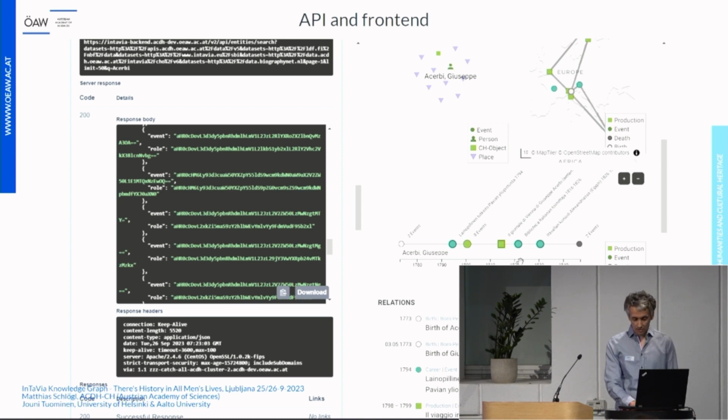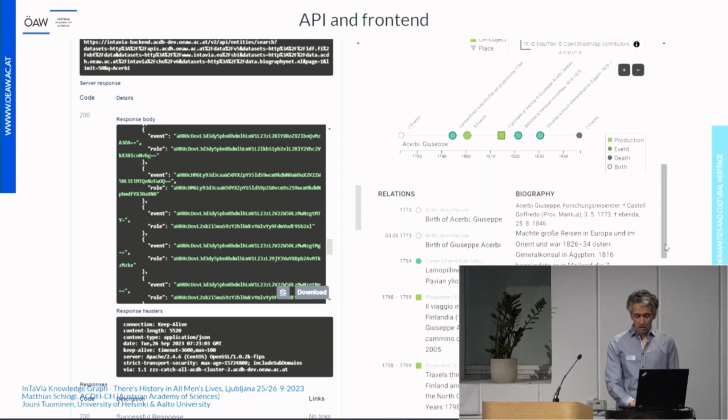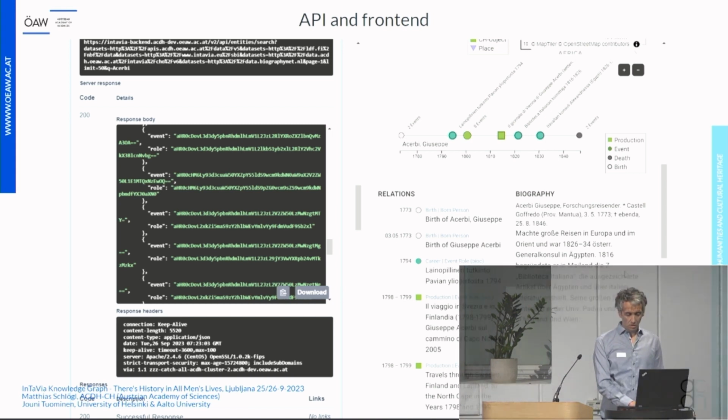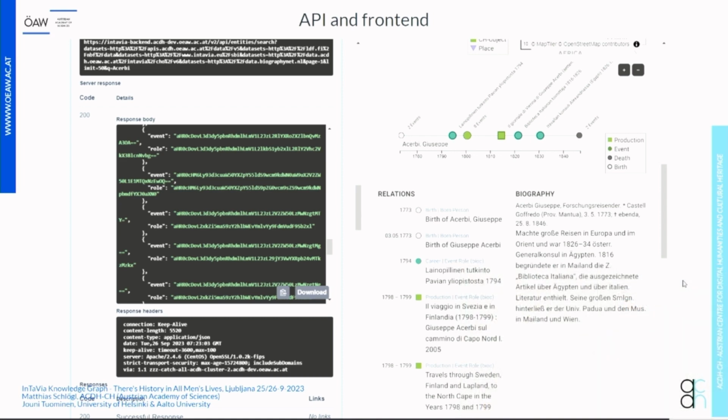What you can see, for example, is that we have two different birth events, because in the Finnish dictionary, the birth event is only given with a year, and in the Austrian dictionary, there's the exact date. So that's why we have two birth events. And on the right side, you see this very small Austrian biography that's also written in the Austrian portal.